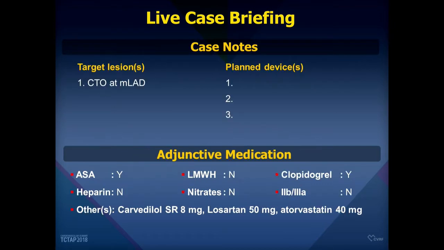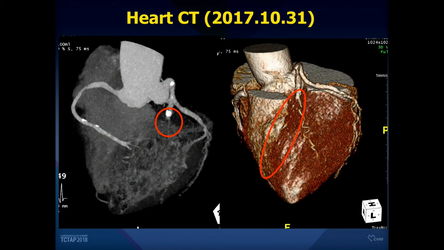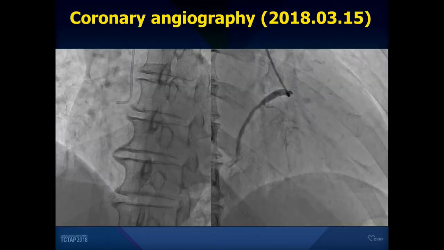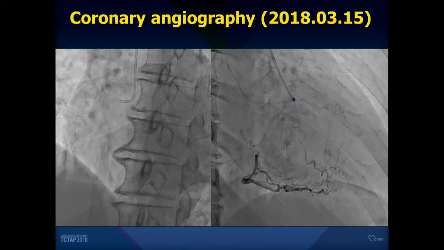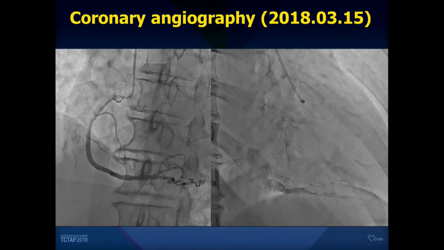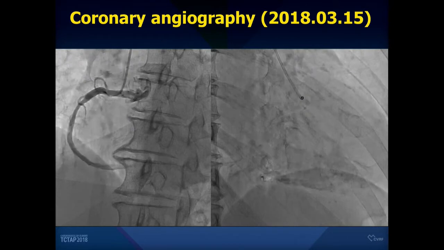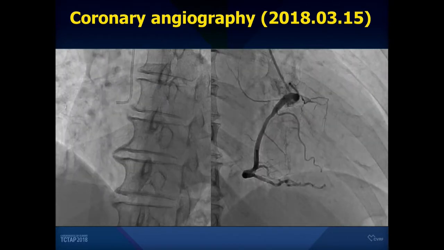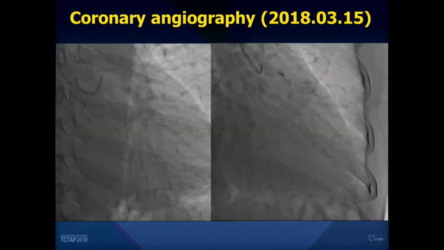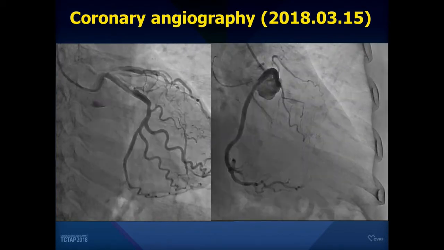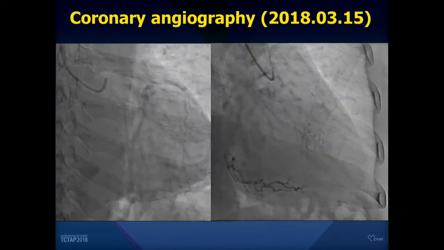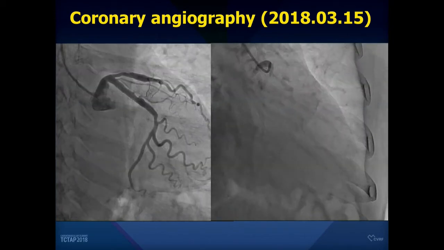This patient's target lesion is a mid-LAD CTO. Heart CT shows total occlusion of the mid-LAD. This is the angiogram performed one month ago. ICA has no significant stenosis. There are some collaterals from PD to LAD with septal channel. And the proximal LAD ostium had moderate stenosis.